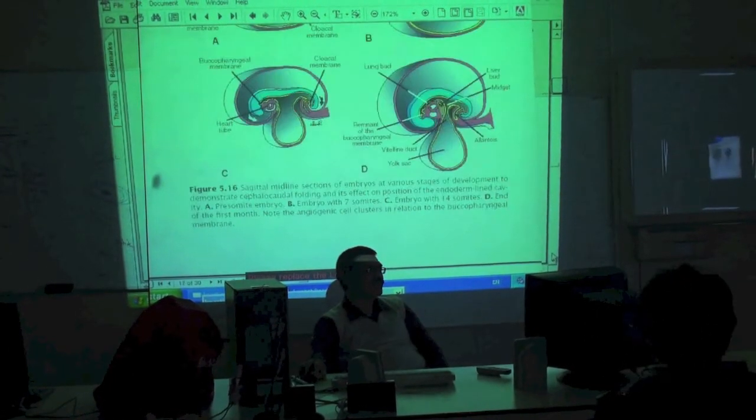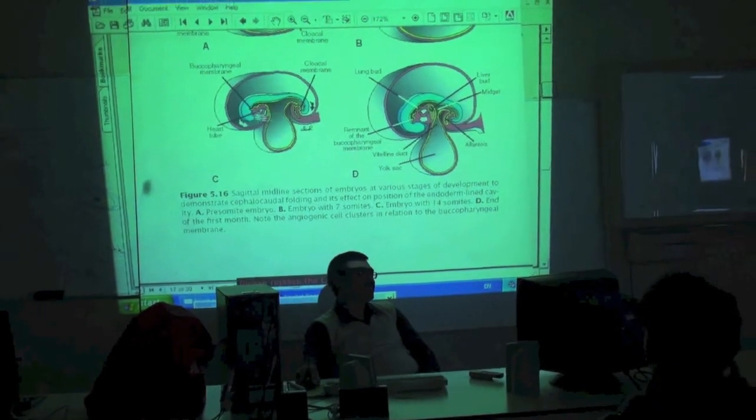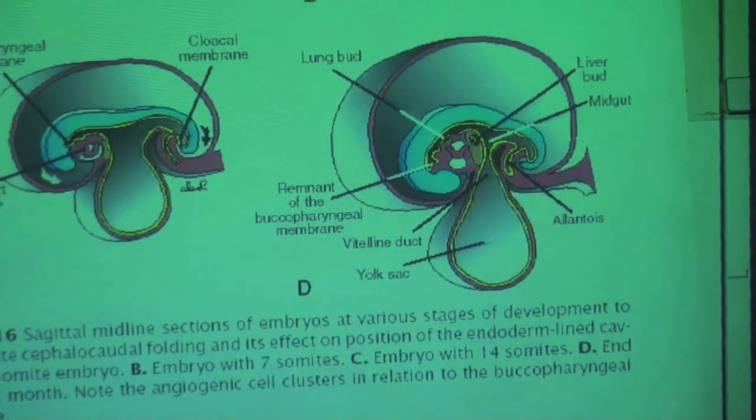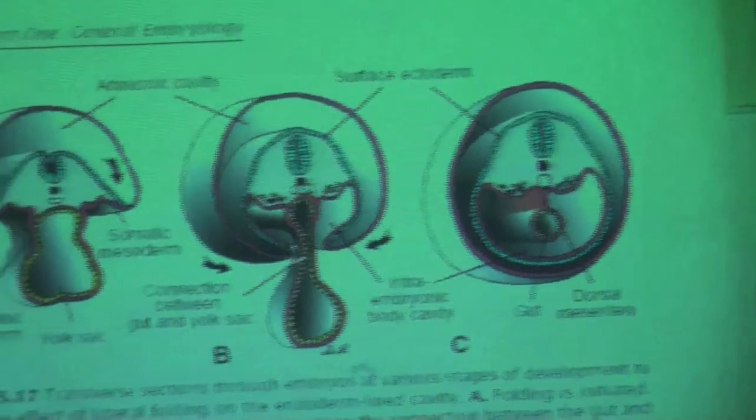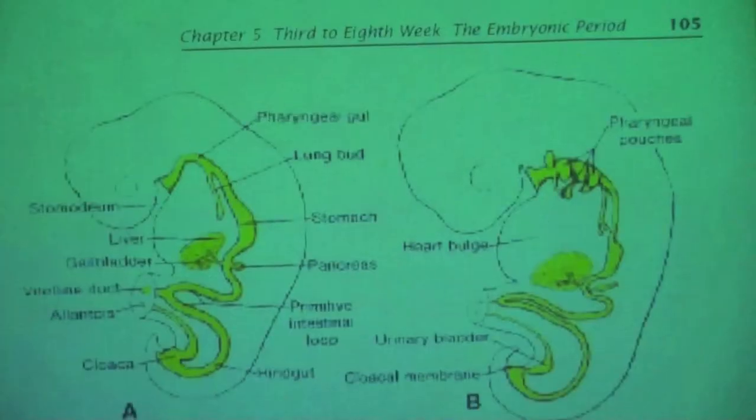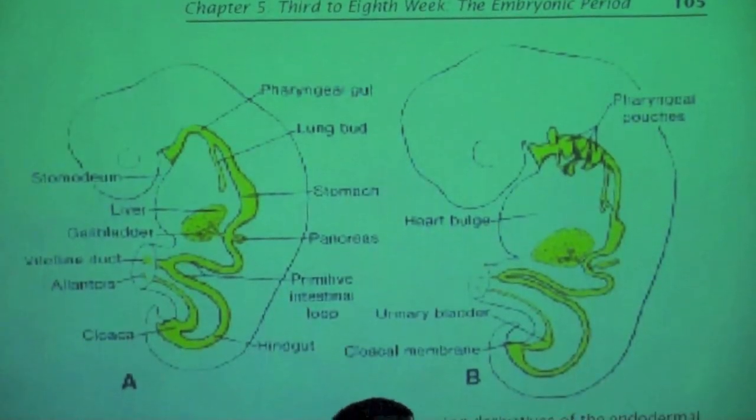Let me find the picture for you. See, this is wide here, and this is becoming smaller, compressed, and this will be further compressed, and then you can see this is the endoderm.